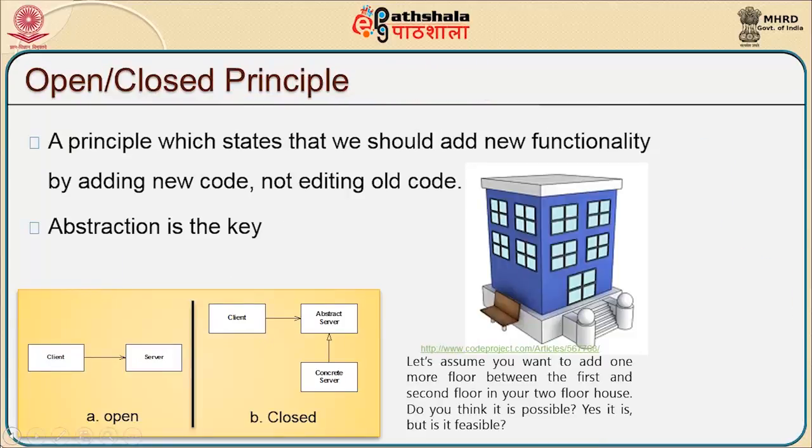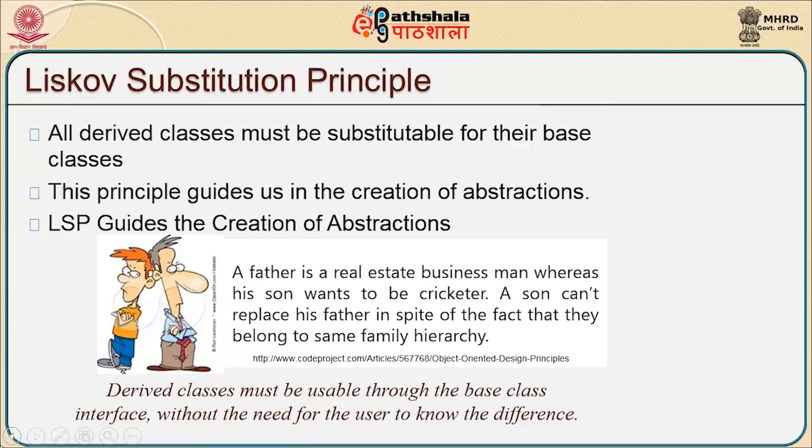Open closed principle, where we have a principle which states that we should add new functionality by adding new code, not editing the old code. So anything that we might need to create on our own, we should add new code to it, not by editing, or reusability of the code is not majorly possible. So abstraction is the key here. So I have given examples of this open closed principle.